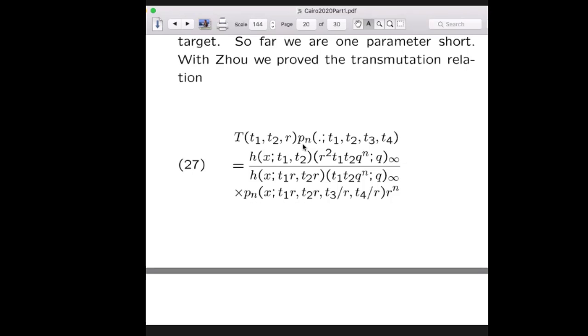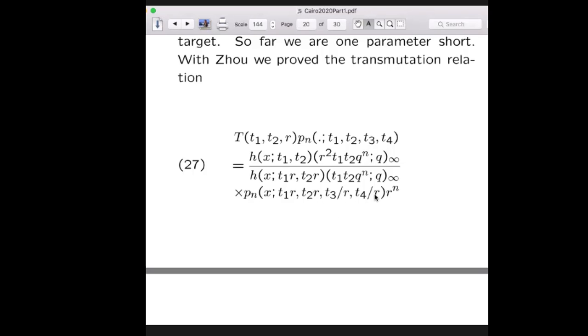I mean, this kind of transmutation relation for Askew-Wilson polynomials. So you have parameters T1, the Askew-Wilson have 4 general parameters now. And this is an integral operator acting on them, and it produces Pn. The first 2 parameters get multiplied by R, and the second 2 parameters get divided by R.